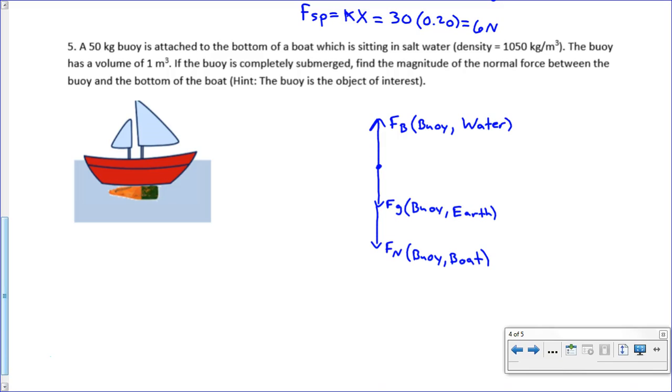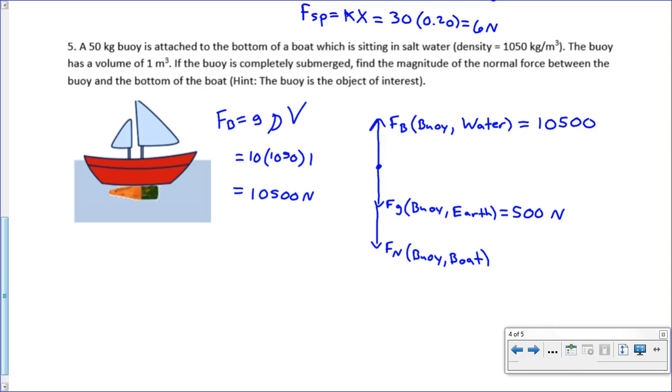The gravitational force, you can find easily. It's 50 kilograms, so it's going to be 500 newtons. Then we have to figure out what the buoyant force is. The way you do buoyant force is equal to gravity times the density, which is that rho, times the volume of the fluid that's in there. In this case, that equals 10 times 1050, and the volume in this case is just 1. If you multiply that together, you get 10,500 newtons. That means the buoyant force here is equal to 10,500.